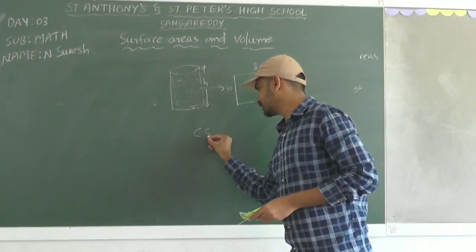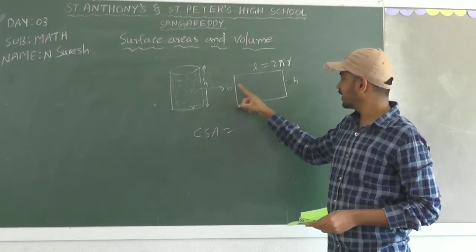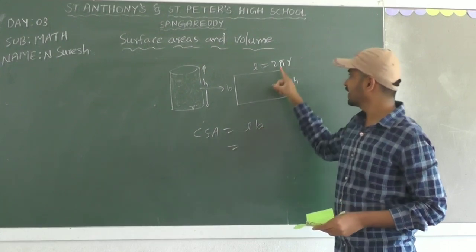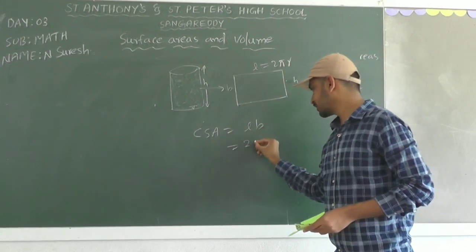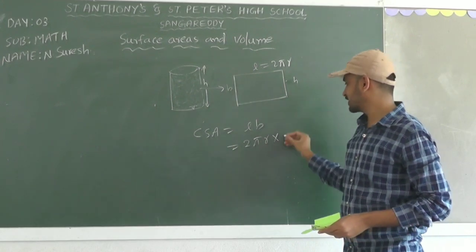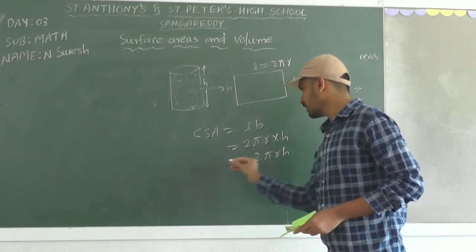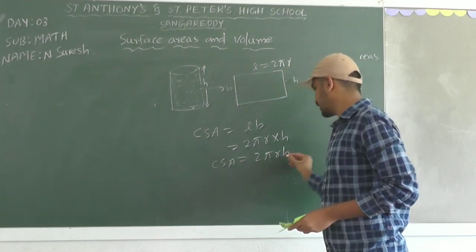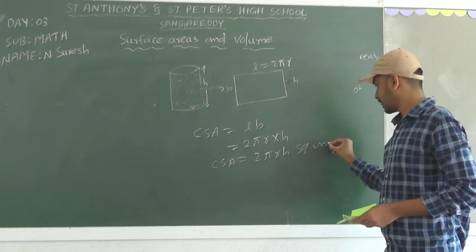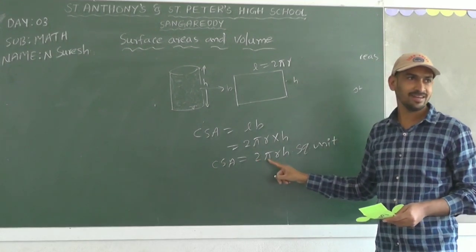Now the area of the rectangle is nothing but the curved surface area of the cylinder. So CSA of the cylinder equals the area of the rectangle, length into breadth. What is the length? Length equals 2 pi r, into the breadth of the rectangle, that is h. So 2 pi r h. CSA of the cylinder equals 2 pi r h square units.